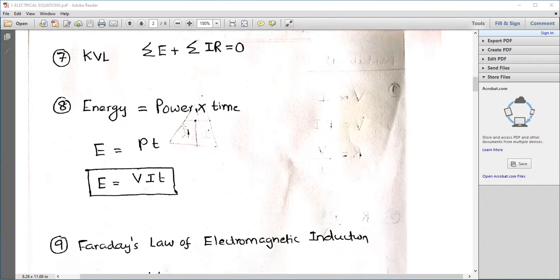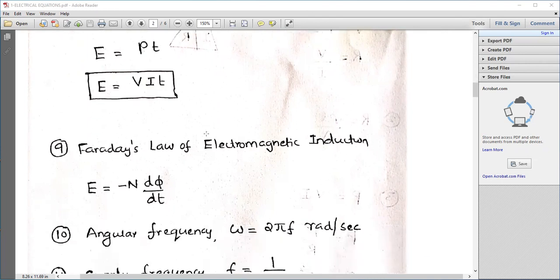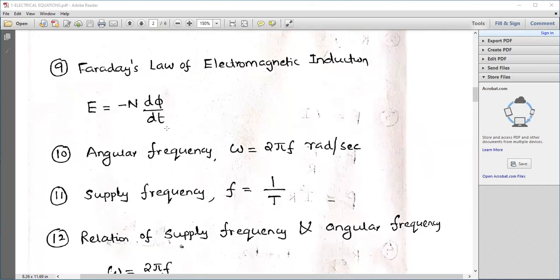Energy, power, and time are connected by the equation: energy is equal to P into T, power into time. Therefore, we can calculate the total energy is equal to V into I into T. This is called Joule's law of heating effect. Then Faraday's laws of electromagnetic induction, you can write E is equal to minus N d phi by dt.